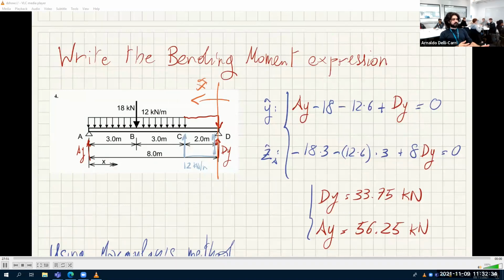But now it's easier because your distributed load ends at the end. And I suggest you do that. You should end up with the same M of x at the end. Of course, it's not the same M of x. It's the same plot after all, but it's not the same M of x because you're starting x from a different point. If you change the origin, of course, you change the numbers. At the beginning, I said that you could treat it normally and just turn it. Doesn't matter.